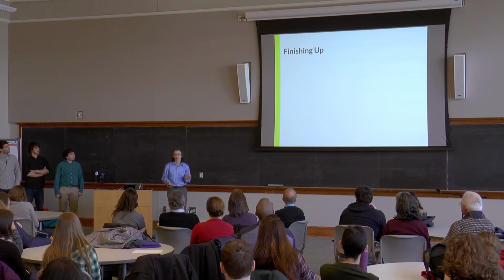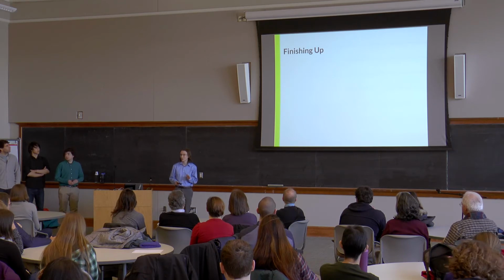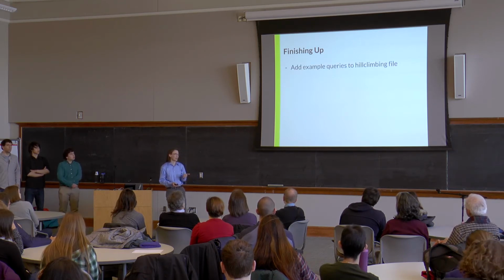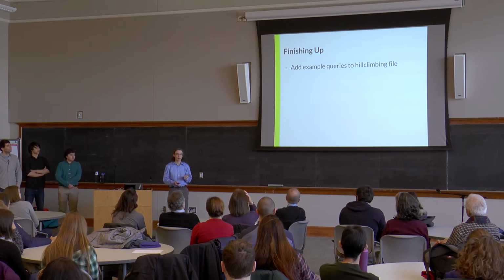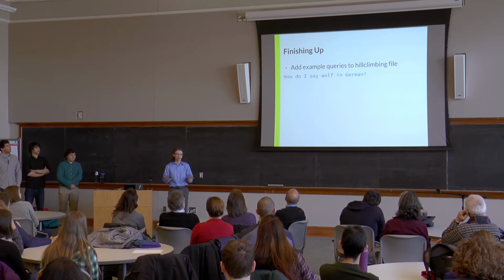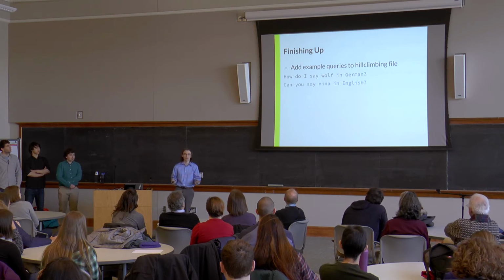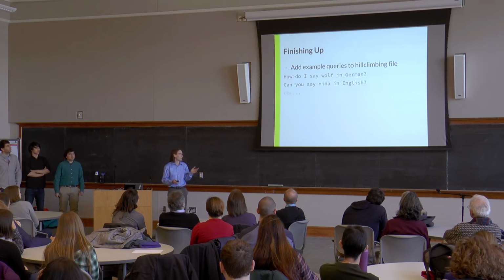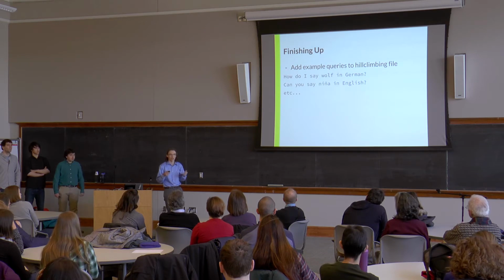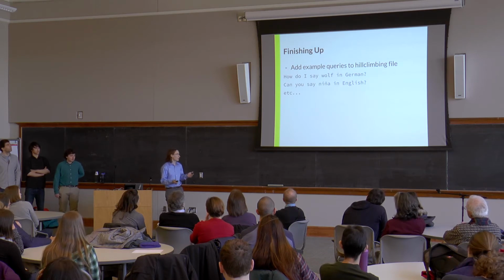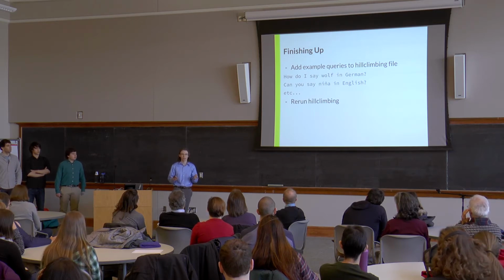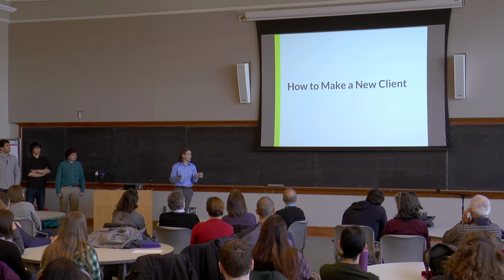There are a few steps that need to get done to finish things up here. The first is we need to make heuristics happy with us, and so that means that we need to add some examples to the hill climbing file. These are just examples of how this service is going to get used. Any of these examples would work, and so on and so forth. You want to make sure that there are enough of these so that the hill climbing will actually climb on the service well. After that, we need to rerun the hill climbing so that the relative values of the services are reasonable, and that's it, ta-da.